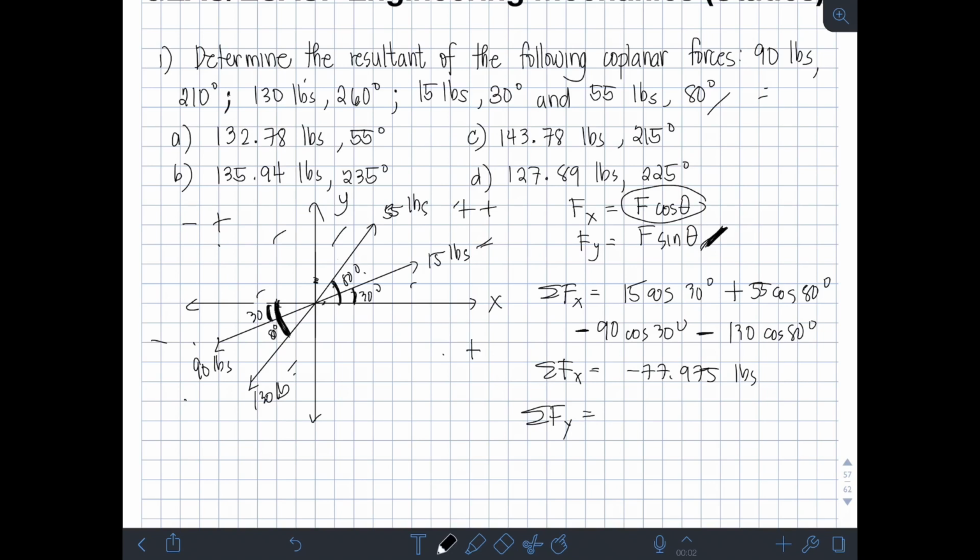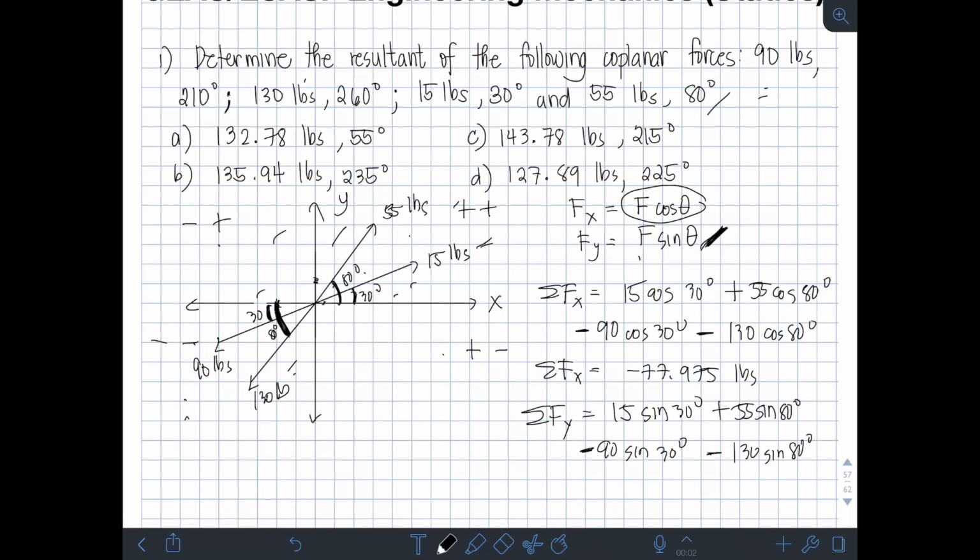And then, kapag nasa third at fourth quadrant, yung vertical component naman is negative at negative. Okay? So, para dito sa 15 pound, sa formula, magnitude 15 times sine nung angle niya na 30 degree. So, positive siya kasi nasa first quadrant. Same dito sa 55 pound, positive 55 sine 80 degree. Then, para dito sa 90 pound, nasa third quadrant siya, so minus 90 sine 30 degree. And then, ito rin yung 130 pound, negative 130 sine 80 degree.